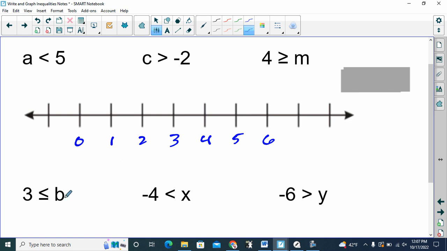Double check your numbering. Should start at 3 and get bigger, get smaller, closed circle. My b is bigger than 3. My shading is bigger than 3. Should be this direction.